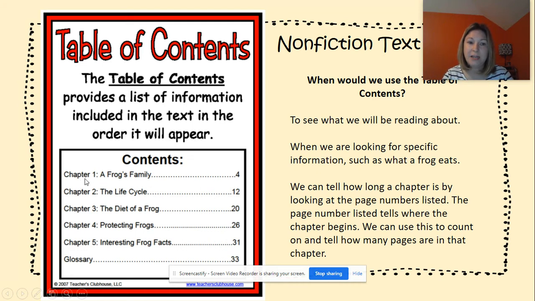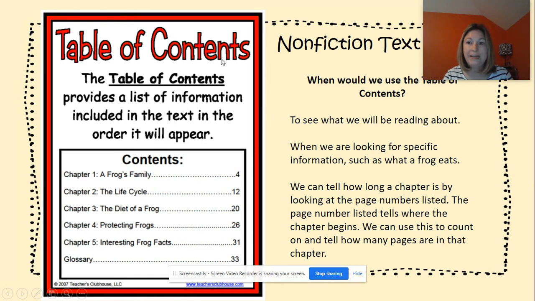So for example, the chapter here is A Frog's Family, and this chapter starts on page 4. Now, it doesn't tell us when it stops, but we can tell by looking at the chapter that comes after it. It says the life cycle. If the life cycle starts on page 12, then usually the chapter before it, A Frog's Family, starts at page 4 and ends at 11 before the new chapter begins. And the new chapter, the life cycle, starts on page 12 and would stop on page 19 right before we get to chapter 3, the diet of a frog.